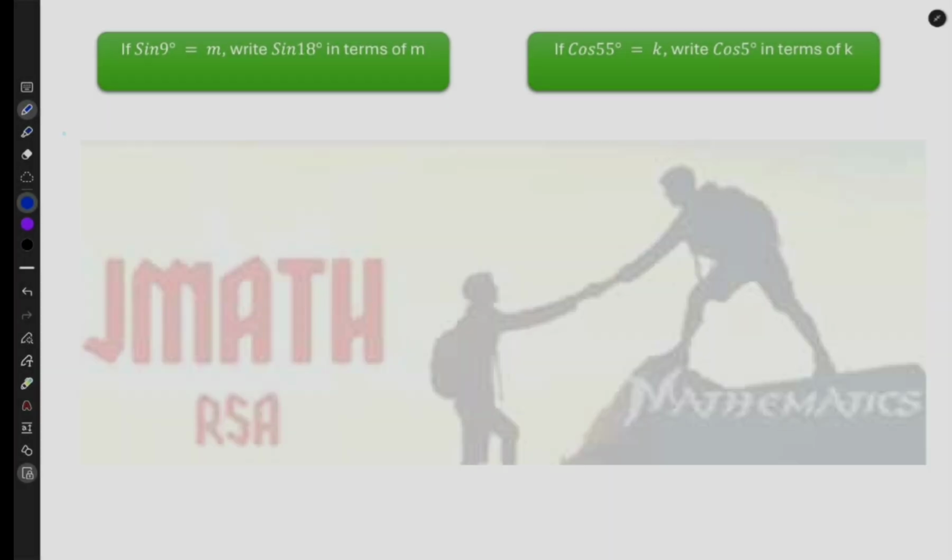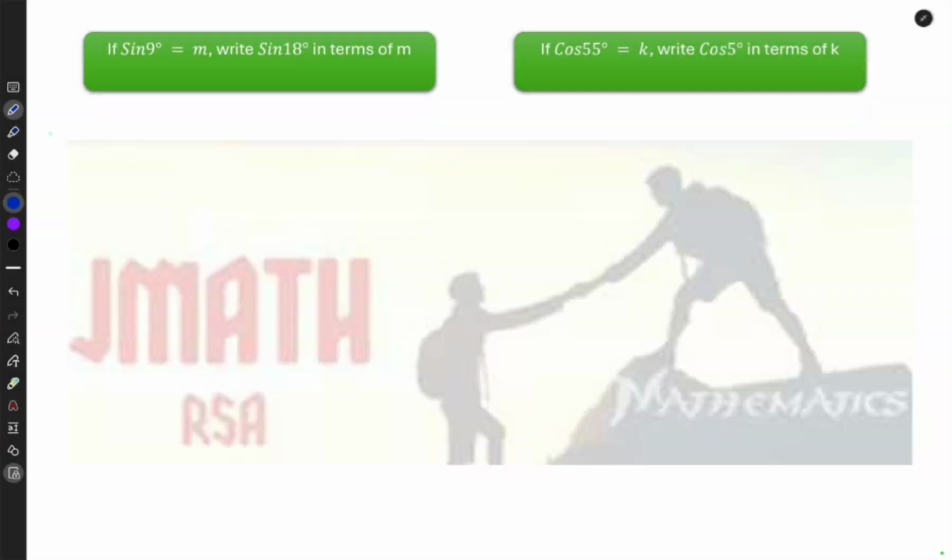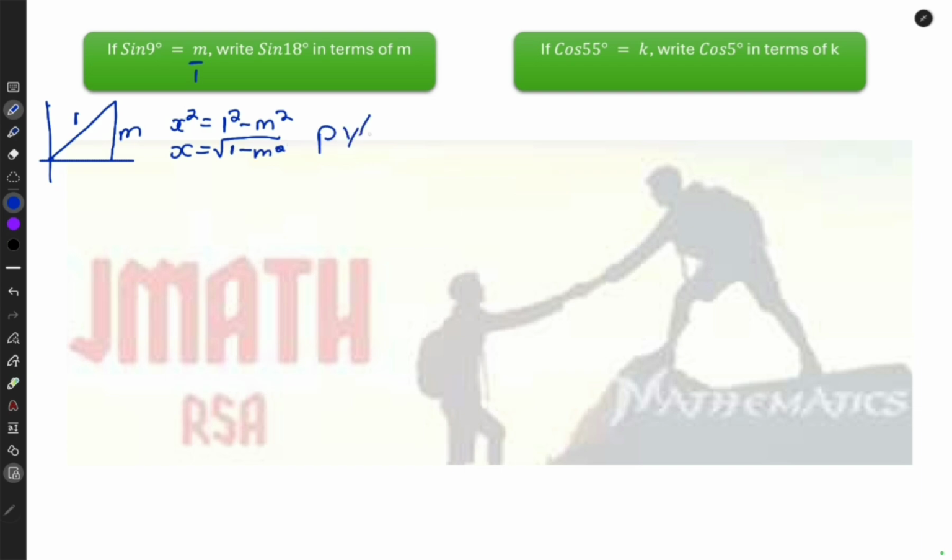For the second example, if sine 9 equals m, write sine 18 in terms of m. So first thing, I am going to just do a small triangle. I know it's quadrant 1 because it's just 9 degrees. Then sine is opposite over hypotenuse, so opposite would be m, hypotenuse would be 1. Now if I use Pythagoras, x squared is equal to hypotenuse squared minus opposite squared, and therefore x is just equal to the square root of 1 minus m squared. Now some teachers want you to write Pythagoras next to it, otherwise they subtract the marks, so please just do that. And now I can complete the triangle, square root of 1 minus m squared.